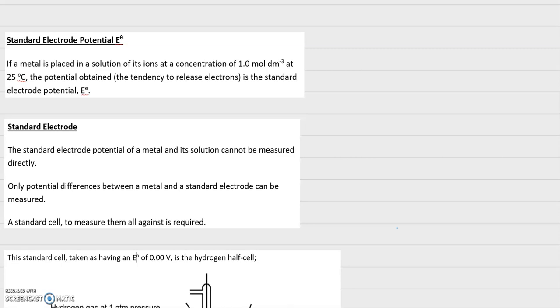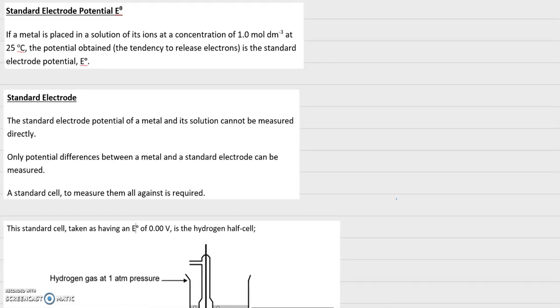So by doing this, we're trying to measure the standard electrode potential in a very standard condition. The conditions are standardized to be 1 mole per dm cube of that particular ion solution, and the metal should be immersed into that solution, at a temperature of 298 K or 25 degrees Celsius. So this is what the standard electrode potential is about.